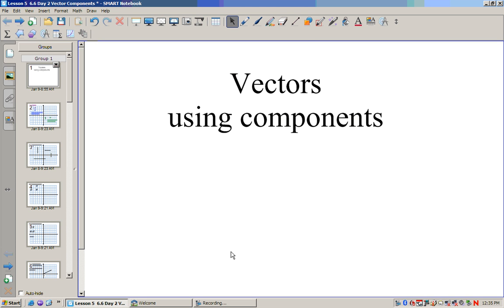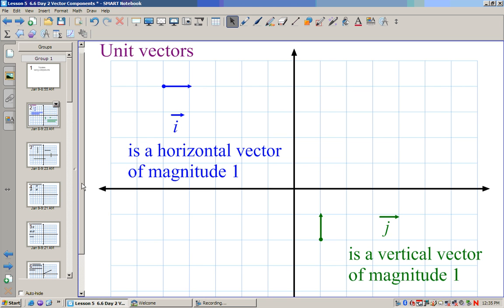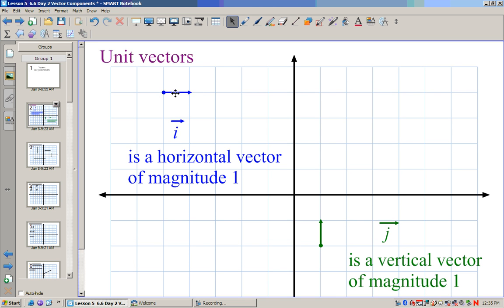Hello, today we are going to be looking at vectors using their components, and we'll learn today what components are. Now, unit vectors are vectors with a length of 1, and if it's a length of 1 in the horizontal direction, we call that vector I. If it's a length of 1 in the vertical direction, we call that J.